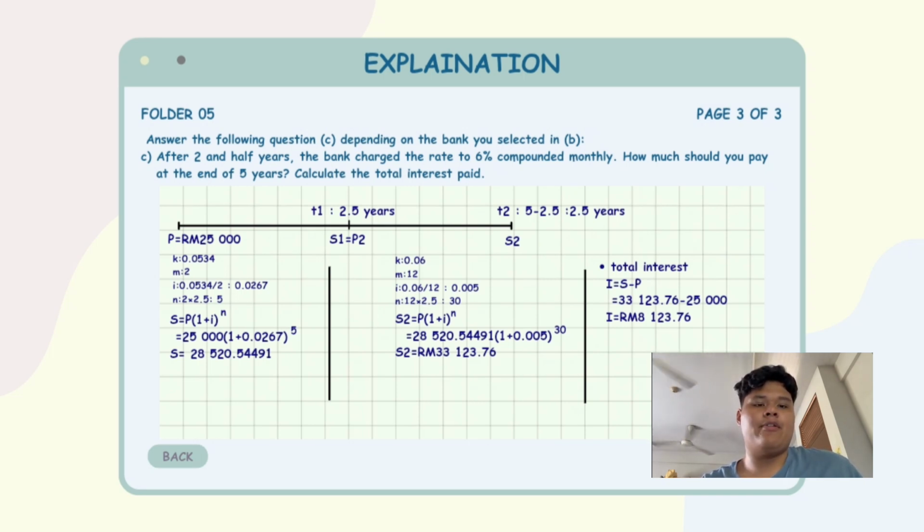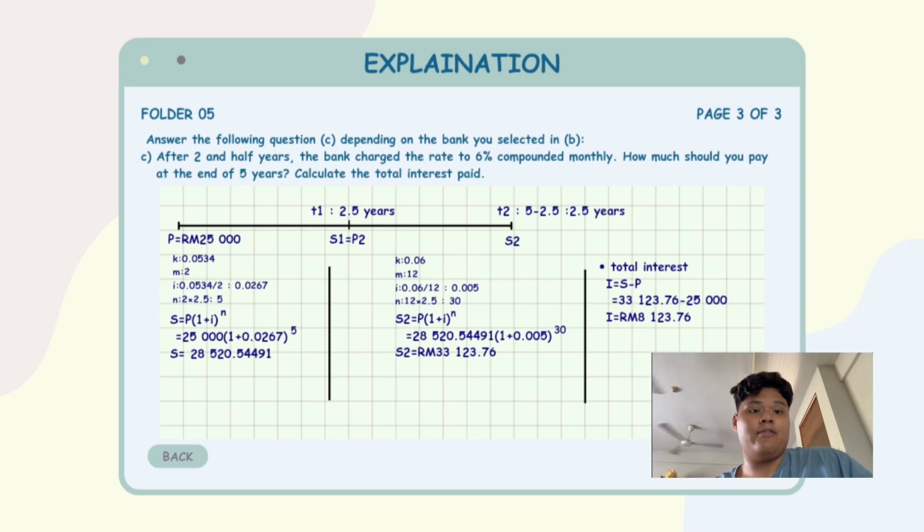For every question that we do, we have to break down the information given in the question, so it's easy for us to detect and find the information and insert it into our formula. The question mentions after 2.5 years, how much will you pay at the end of 5 years? Since 2.5 years has already been paid during those 5 years, simply take 5 years minus 2.5 to get 2.5 years. To start the calculation, we use the previous information: P is RM 25,000, k is 0.0534, m is 2, and i, as we already know, is k divided by m, which is 0.0534 divided by 2, so I will get 0.0267.